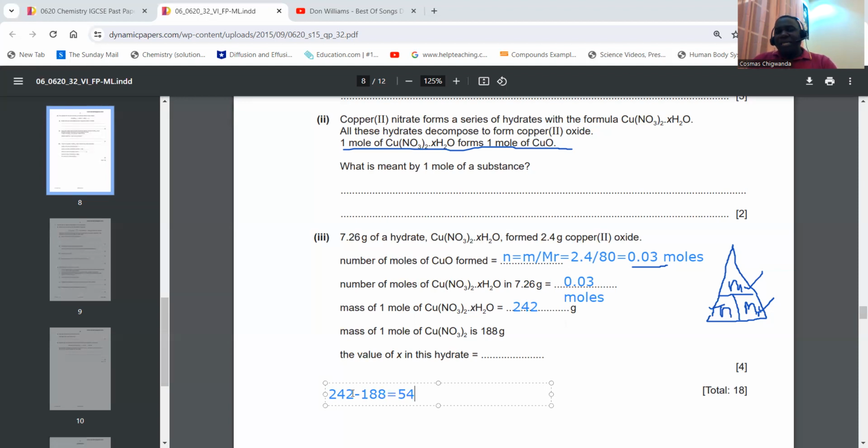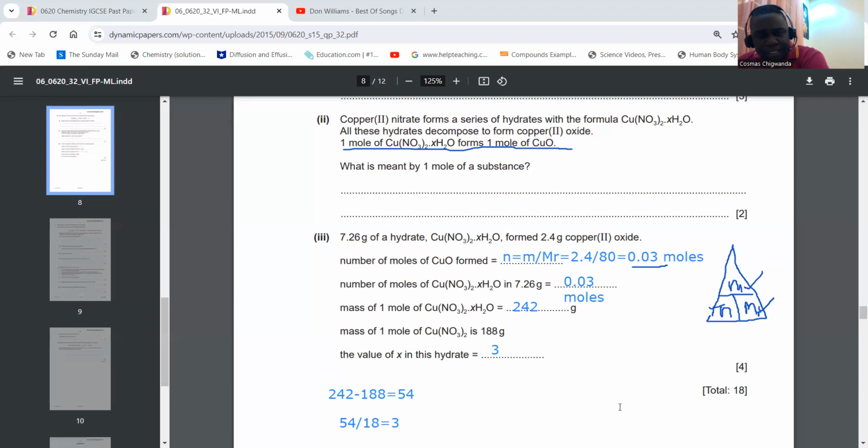But I want to find the number of moles of water because the X stands for the number of moles of water. So for me to find the number of moles of water, I again come here. Number of moles would be 54 divided by 18. So number of moles for water is going to be 54 divided by 18. And if you do that, you're going to get 3. And your answer here, which you are going to put down here, is going to be 3. That's how you calculate the value of X in this hydrate.